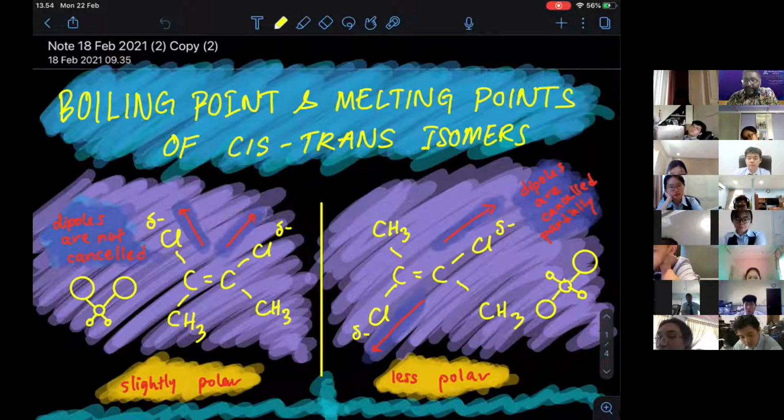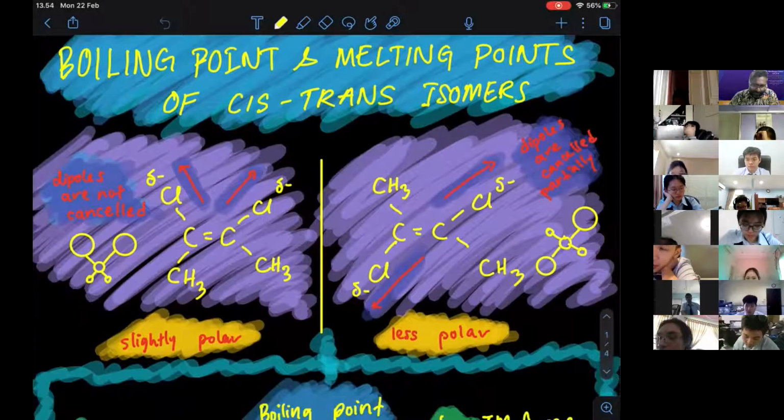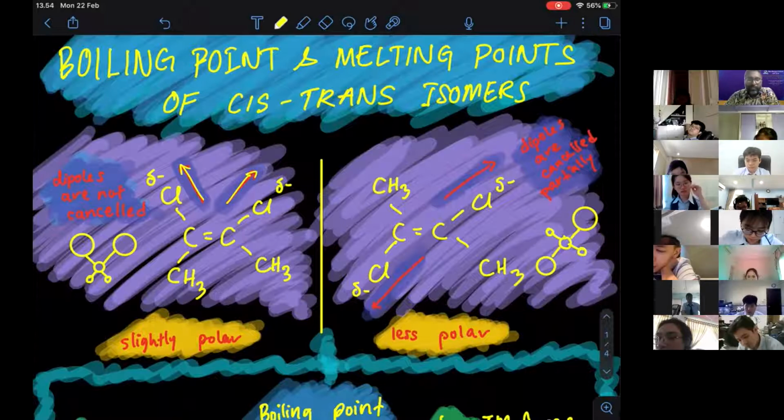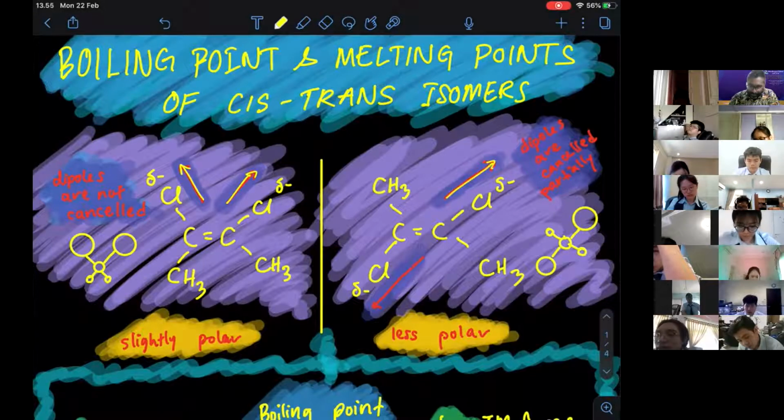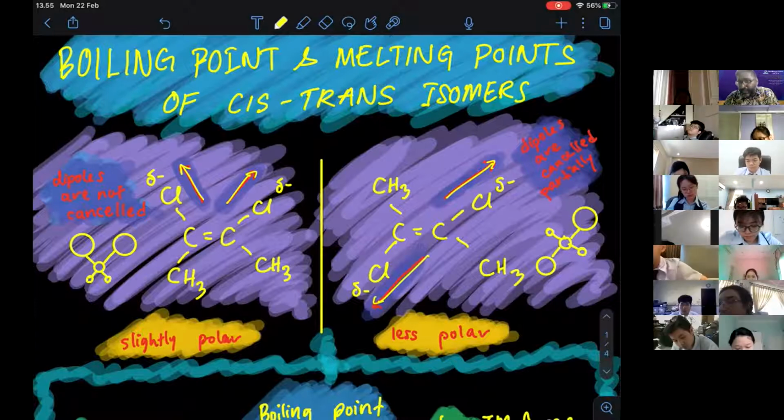So the sizes are the same, so the intermolecular forces between them are almost the same. But what is going to be different is, if I have this example, this is going to be cis. You can see that the electrons are going to be pushed more towards the top, side by side, so the charges are more imbalanced. If you look at trans, if they push over here, they pull over here. It's like they are going to be cancelled partially.